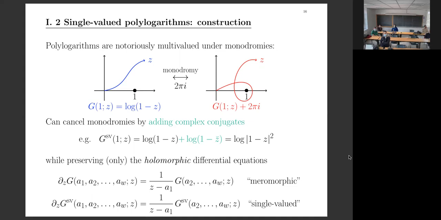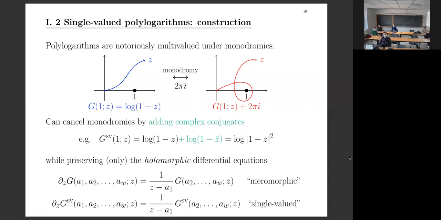But there are ways to remove these monodromies by adding complex conjugates. So here there's a super simple case of weight 1. Just add the logarithm with z bar in the place of z, and you have disposed the monodromy at weight 1. And now the good news is, also for polylogs at higher weight, for any number of integrations, you can also dispose the monodromies with a similar strategy. Choose some complex conjugate polylogs and put them together in a way that the monodromies are gone.